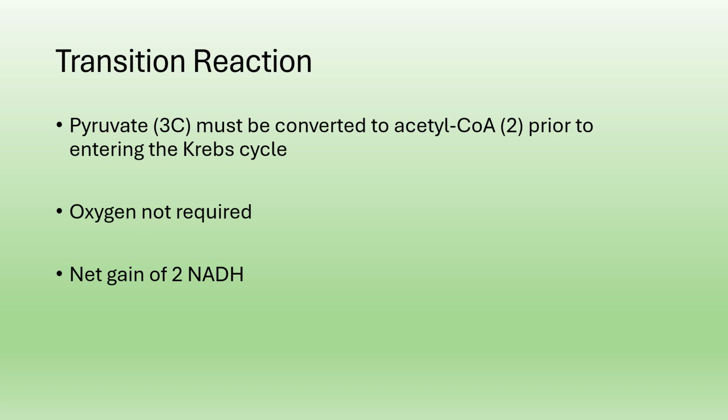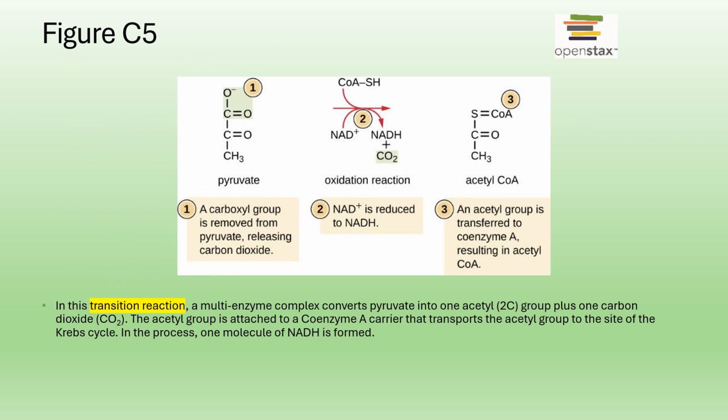And by the way, if you noticed in glycolysis, oxygen was not required. We now have to do this little transition reaction because pyruvate cannot feed directly into the Krebs cycle. So before we get to the Krebs cycle, we have to convert pyruvate into acetyl-CoA. Acetyl-CoA only has 2 carbons. And so in this transition step, oxygen's not required. You are going to have a net gain of 2 NADHs.